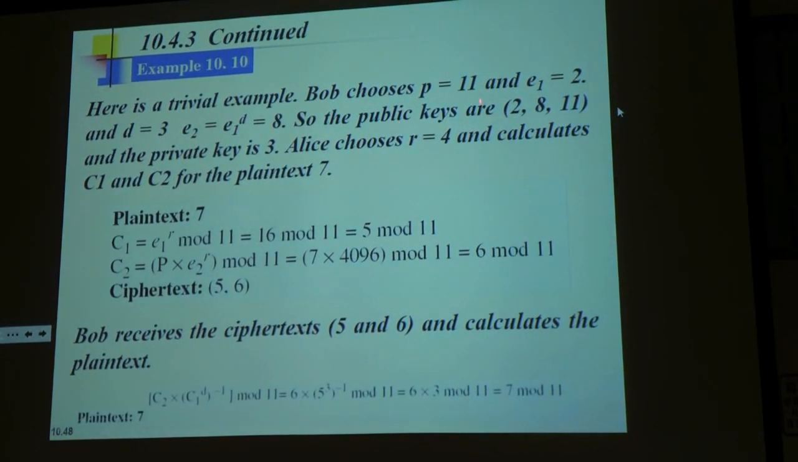So the public key is what? 2, 8, 11, right? Which is E1, E2, and P. And the private key is D. What is D? 3. Alice chooses R equals 4 and calculates C1 and C2 for the plaintext. C1 was 5, C2 was 6. The ciphertext is 5 and 6. You sent 5 and 6. Bob receives the ciphertext 5 and 6 and calculates the plaintext with the formula, and it gave you 7. 7 was the plaintext.